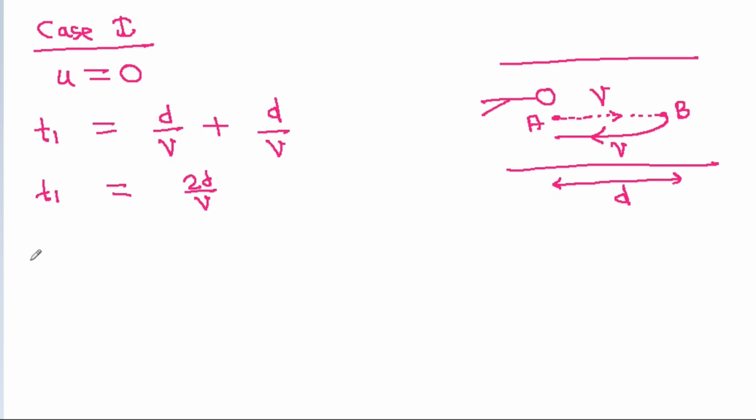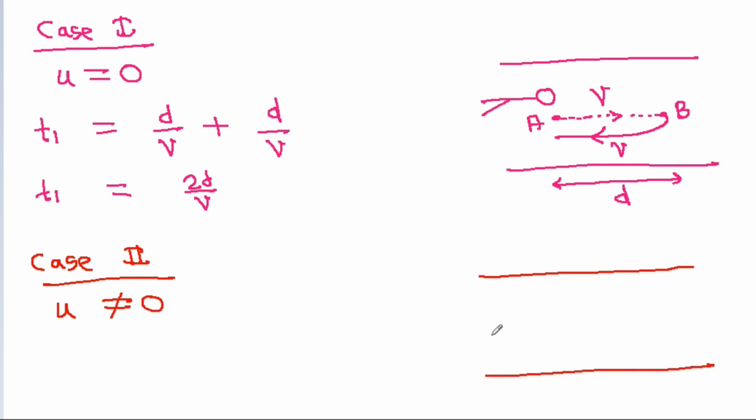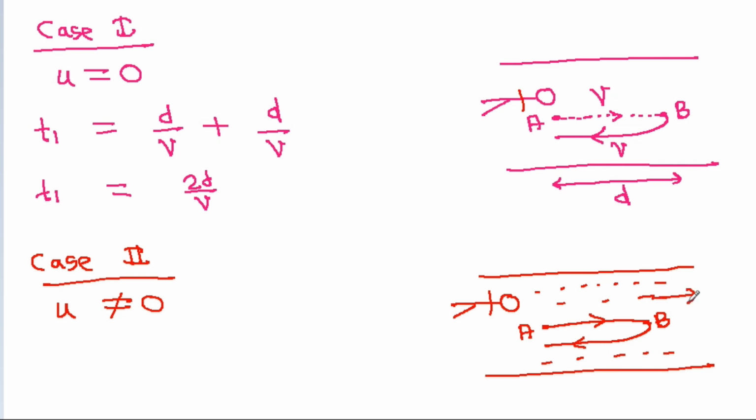And case 2, when U is not equal to 0, then this is the person and this is point A, this is point B, and he is going from A to B and then coming back from B to A, and speed of water is U. Then speed from A to B will be V plus U, and speed of the person from B to A will be V minus U, and this distance is D.